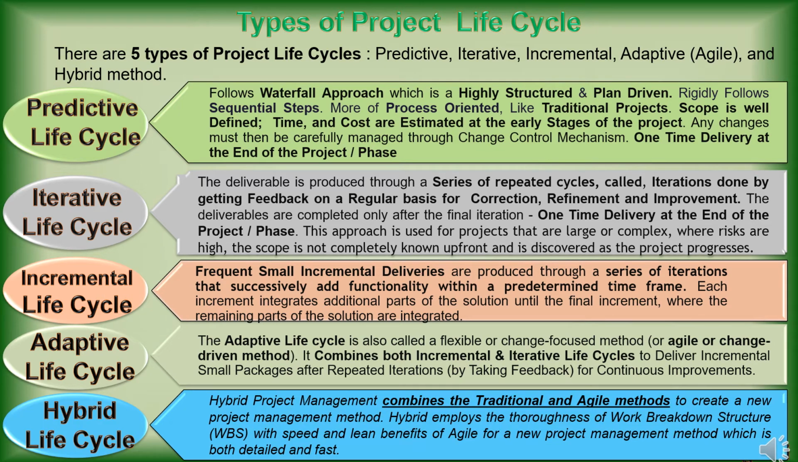Hybrid project management combines the traditional and agile methods to create a new project management method. Hybrid employs the thoroughness of work breakdown structure (WBS) with the speed and lean benefits of agile for a new project management method which is both detailed and fast.